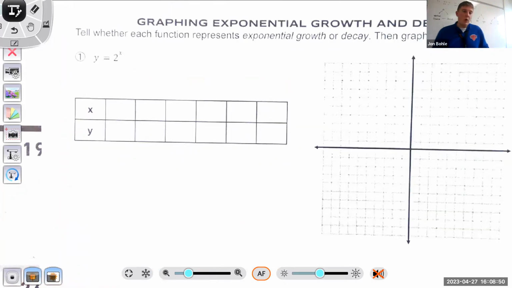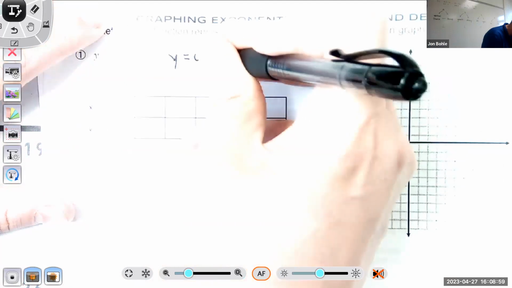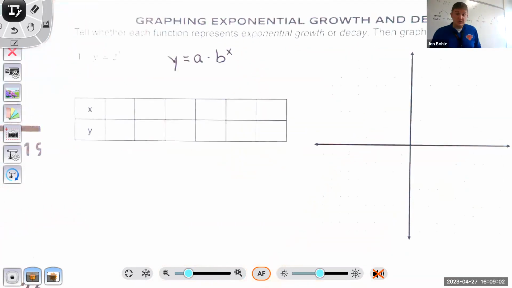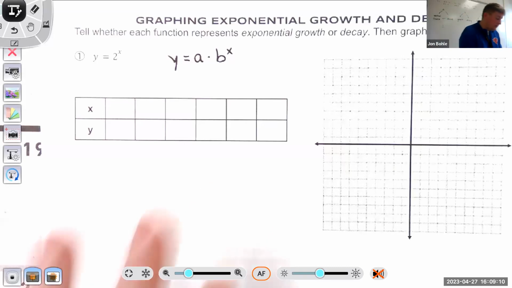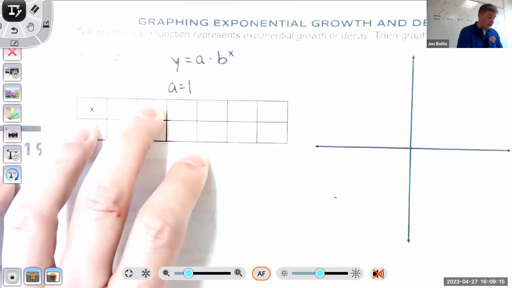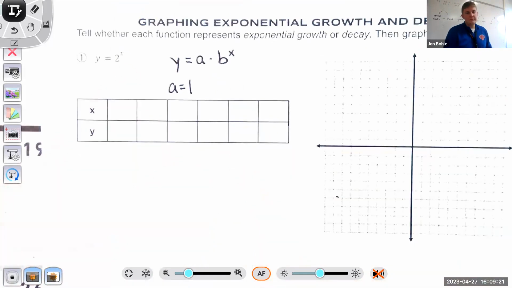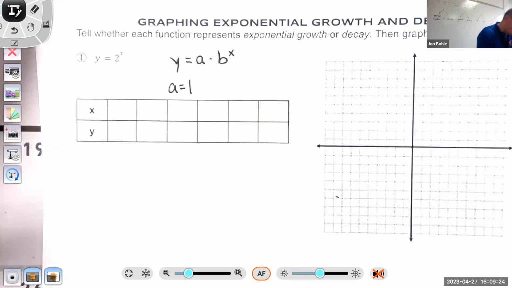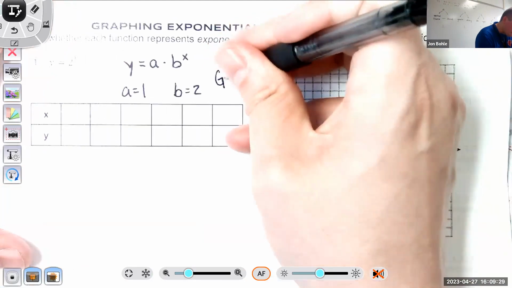Okay, here's the first problem. We have y is equal to 2 to the x power. In this particular problem, we know that it is an exponential function because it's in this form. We want to identify this function as growth or as decay, so we're going to want to find the a and the b value. Here my a value is 1 because there's no number here, so it's 1 times 2 to the x power. b is the value that has the exponent, so b in this situation is 2. Since the b value is greater than 1, this is a growth function.